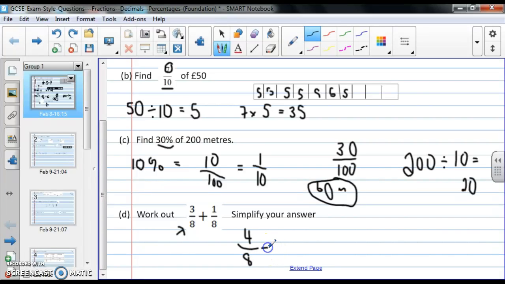And if I simplify that, I'm going to divide the top by 4 and the bottom by 4, and I get 1/2. The other way you could do that is divide by 2 and get 2 over 4, and then divide by 2 again and get 1 over 2. Okay, so there's page 1 done.